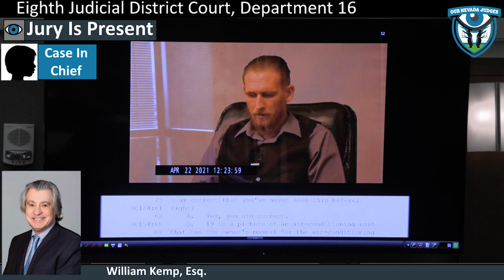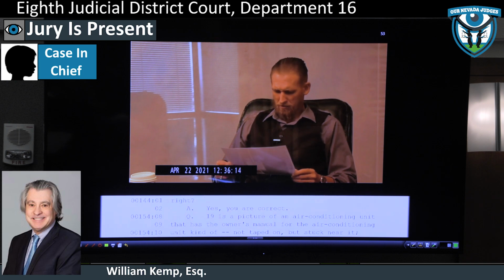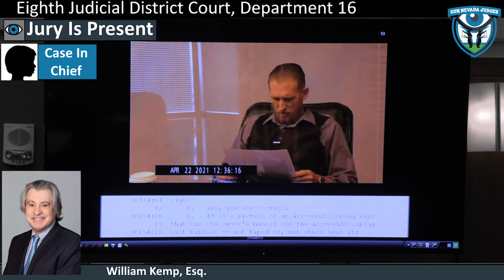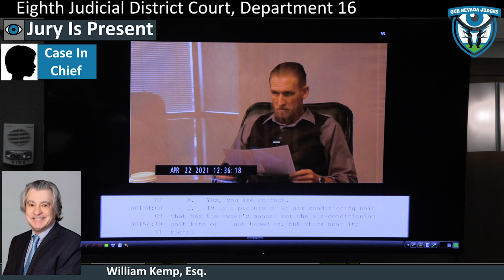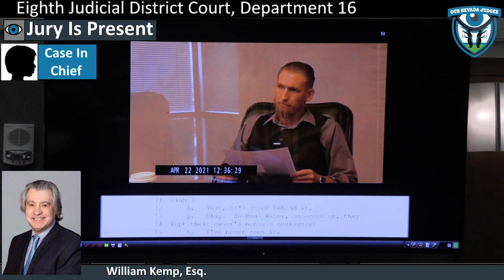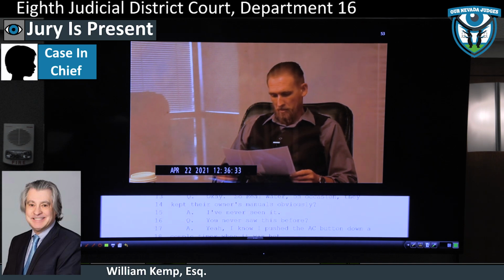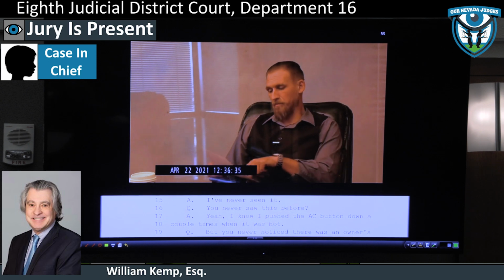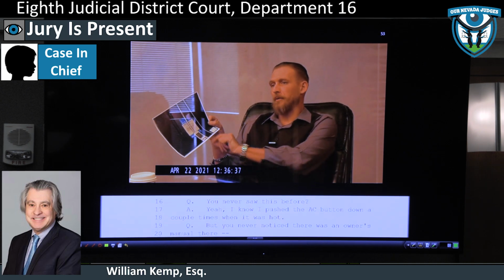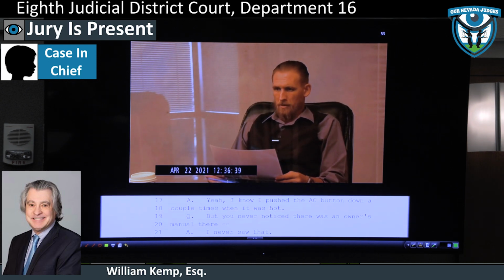Yes, you are correct. Exhibit 19 is a picture of an air conditioning unit that has the owner's manual for the air conditioning units kind of not taped on, it's stuck near it, right? Yeah, stuck behind it. So at Real Water, on occasion they kept their owner's manuals? I've never seen it. You never saw this before? Yeah, and I know I've pushed the AC button down a couple times when it was hot. But you never noticed there was an owner's manual? I never saw that.